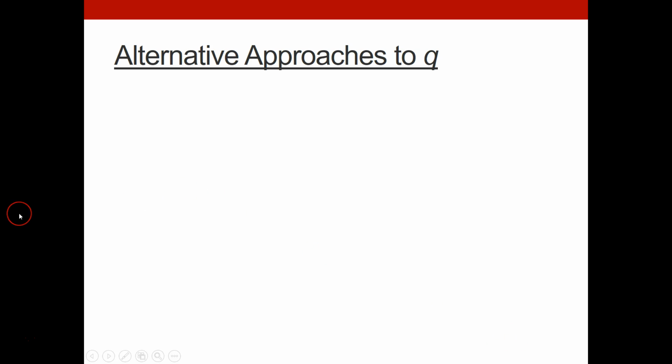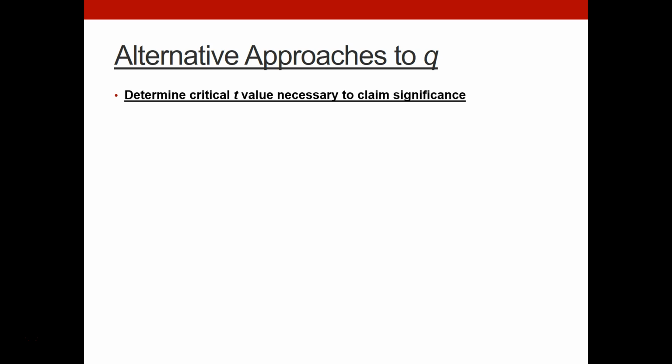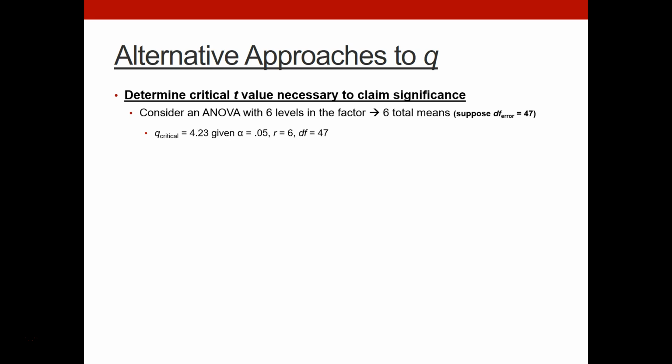All right. Some alternative ways to use Q. Now the way we just went over would be your typical example. You calculate your Q statistic and then compare with a critical value pulled from your table. But remember that Q and T are directly related, so we can play around with this a little bit. One thing we can do is determine a critical T value necessary to claim statistical significance. Let's say that we have an ANOVA with 6 levels per factor. So we've got 6 total means, and let's say our degrees of freedom error is 47.